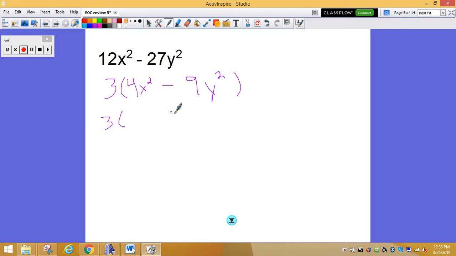So now we can do square roots of both of these. The square root of 4 is 2. So I'm going to put that in both parentheses. Split up your x squared into an x and an x. Your signs are plus and minus. The square root of 9 is 3, so that goes in both of them, and split up your y squared into a y and a y.